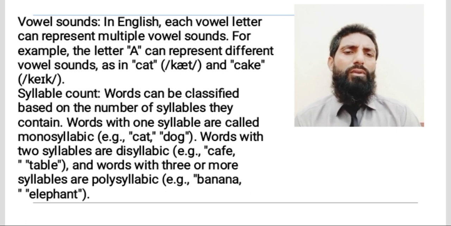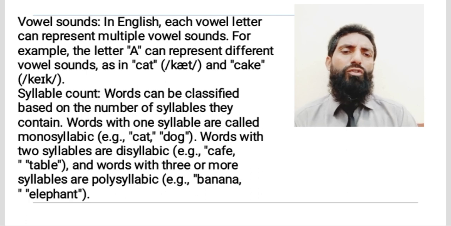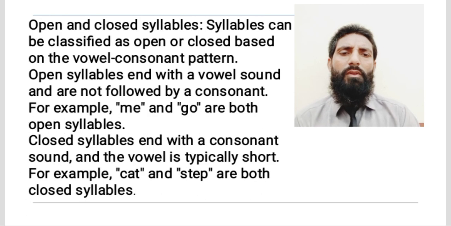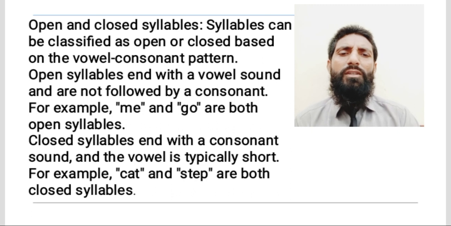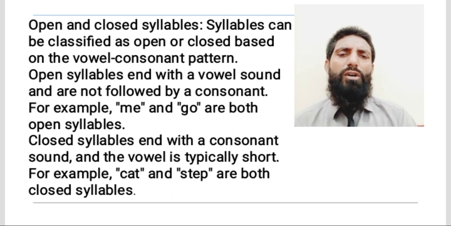Vowels are the core of the syllables, and vowels decide whether words should be monosyllabic, disyllabic, or polysyllabic. Open and closed syllables. Syllables can be classified as open or closed based on the vowel consonant pattern. Open syllables end with a vowel sound and are not followed by a consonant.